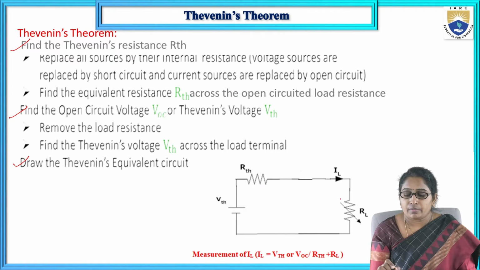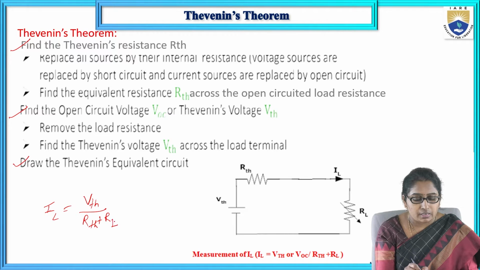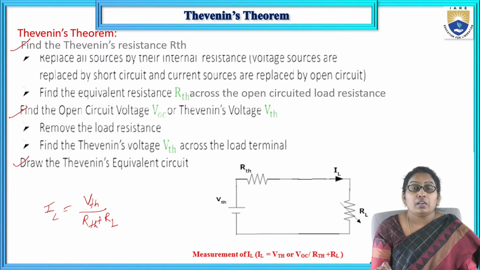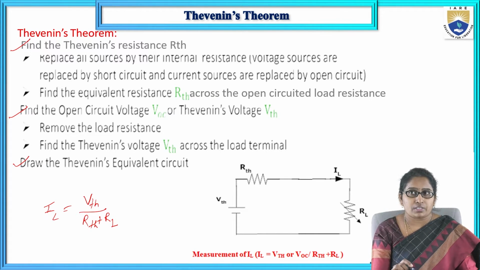So from this, the load current IL is calculated as IL is equal to VTH by RTH plus RL. So this is the expression. From this we can calculate the current flowing through that RL, that means current flowing through that element in which we are interested.